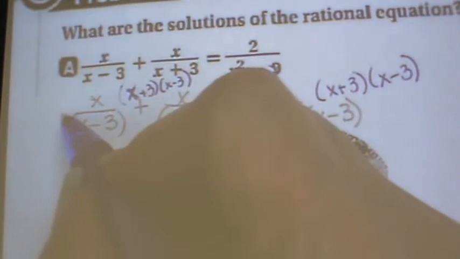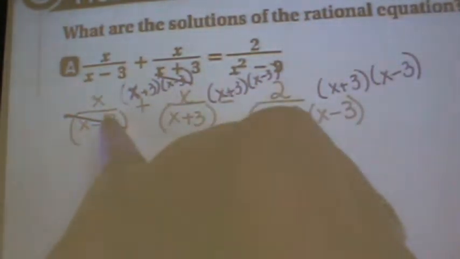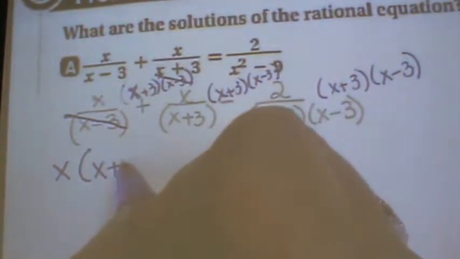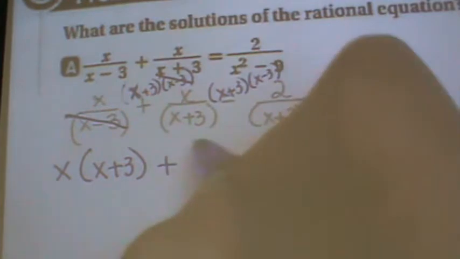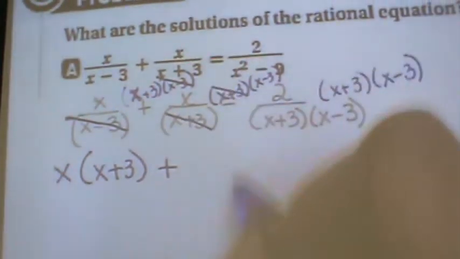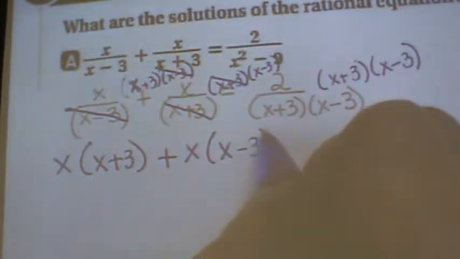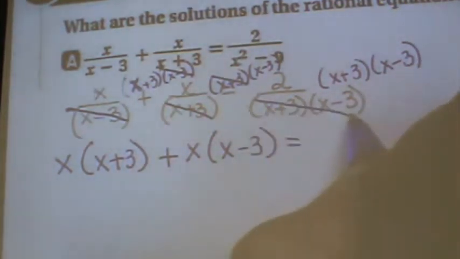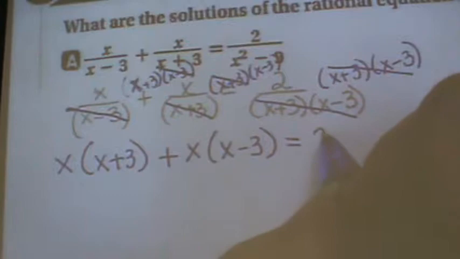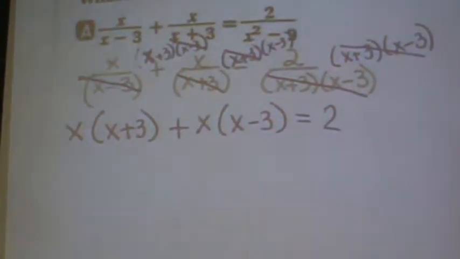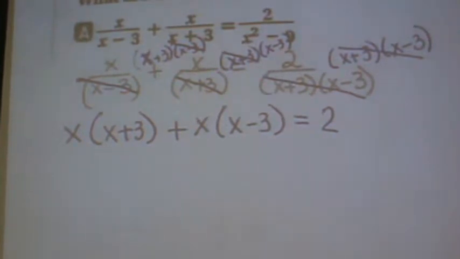Because what's going to happen is this x minus 3 is going to cancel with that x minus 3. So you have x times x plus 3, plus x times x minus 3, since those two x plus 3's cancel, and then these cancel right here, and you just have a plain old 2. Now, at this point, you should have no fractions.